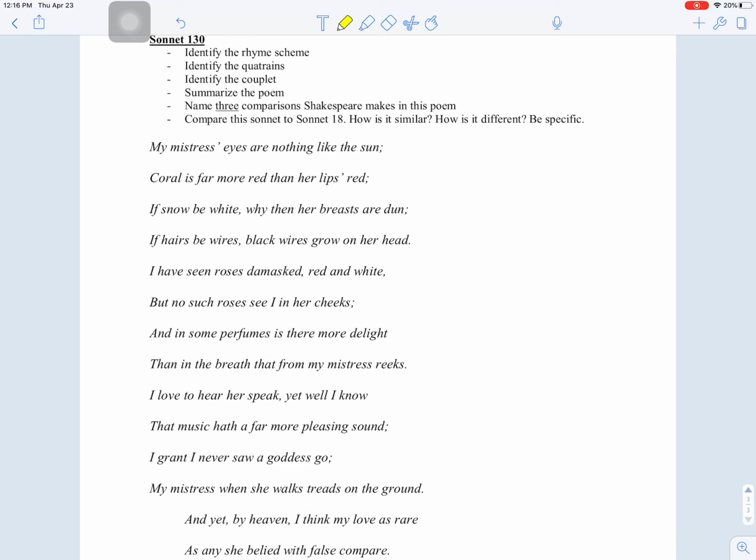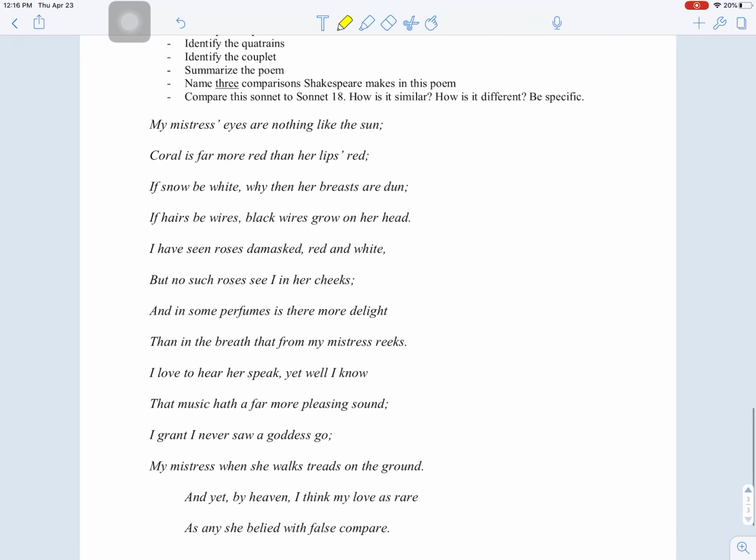My mistress's eyes are nothing like the sun. Coral is far more red than her lips red. If snow be white, why then her breasts are dun. If hairs be wires, black wires grow on her head. I have seen roses damasked, red and white, but no such roses see I in her cheeks. And in some perfumes is there more delight than in the breath that from my mistress reeks. I love to hear her speak, yet well I know that music hath a far more pleasing sound. I grant I never saw a goddess go. My mistress, when she walks, treads on the ground. And yet by heaven, I think my love as rare as any she belied with false compare.